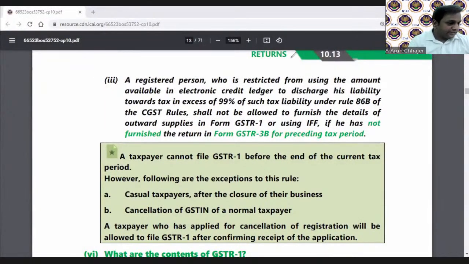Debarred provision for monthly is 2 months, and for quarterly there is a debarred provision too. What is debarred? If I am filing monthly, then I have not furnished GSTR 3B for the previous 2 months. And in case of QRMP, I have not furnished the previous period, it means quarterly. Is it okay?